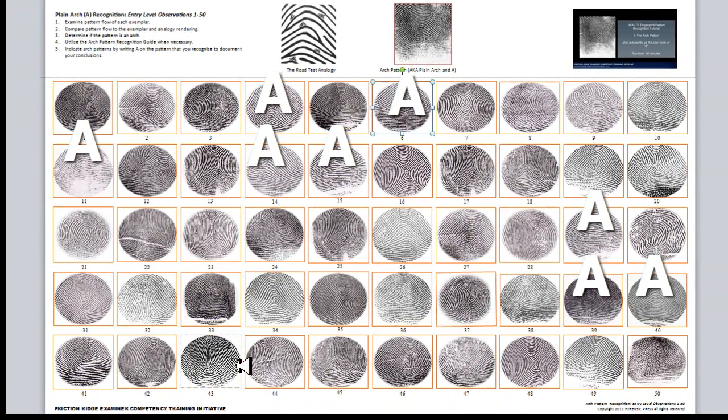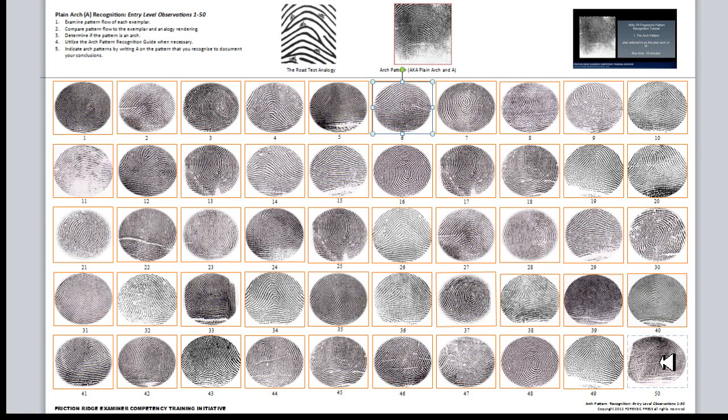41, 42, 43, 44 are not plain arches. 45, 46, 47, 48, 49 are not plain arches. And 50 is a plain arch. So this has been a review of us just trying to find the plain arch pattern. And now in the next quizzes that you take in the future, you'll be looking for the next pattern that you learn along with the plain arch in your quizzes.